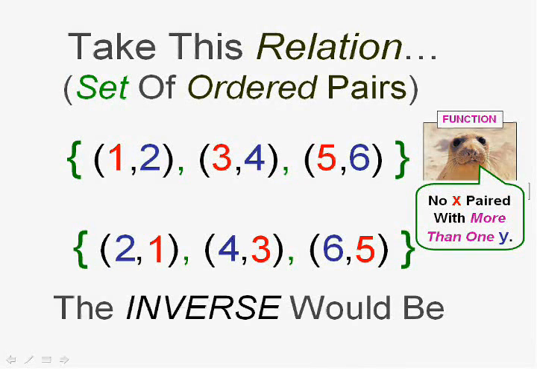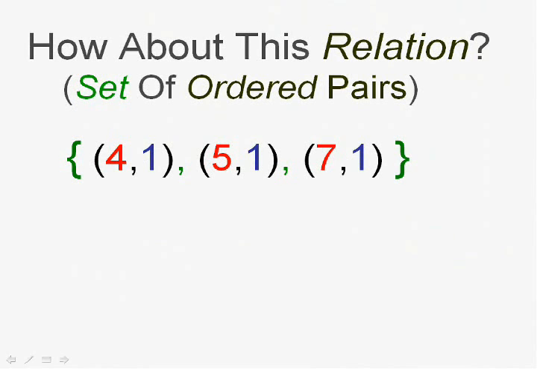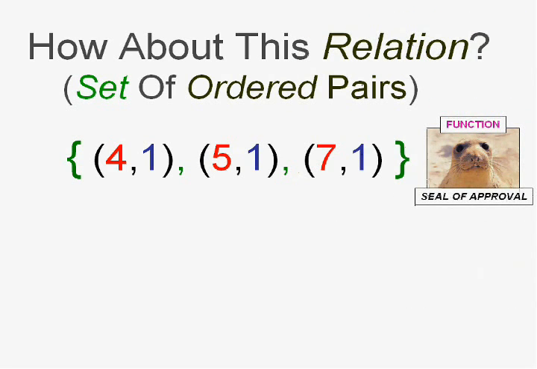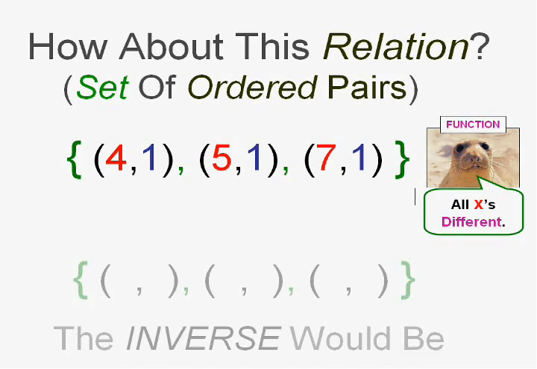Now, this isn't always that simple. Let's look at this relation. Now, every x is paired with only one y, so it is a function. It does get the function seal of approval. All the x's are in fact different.